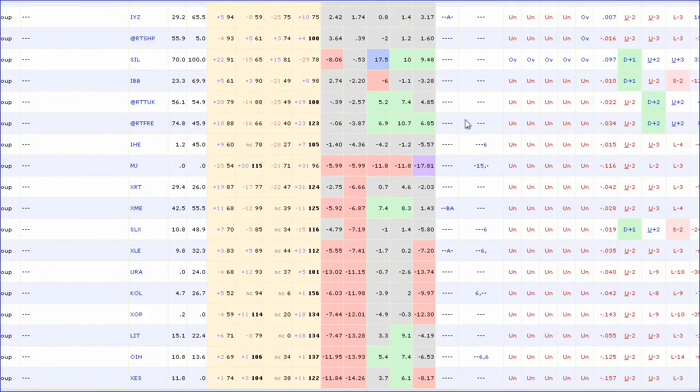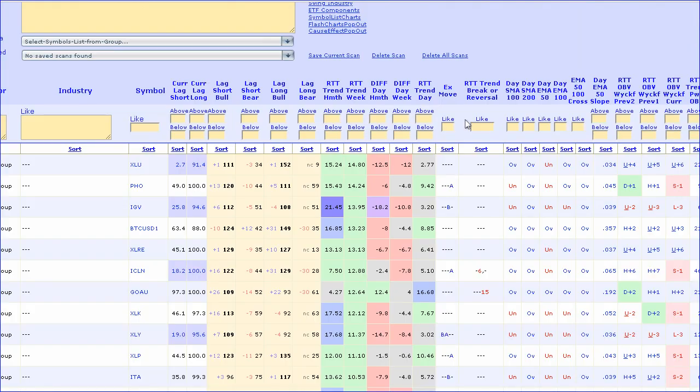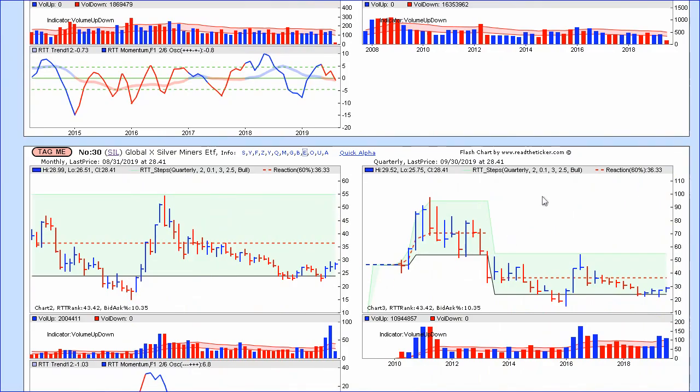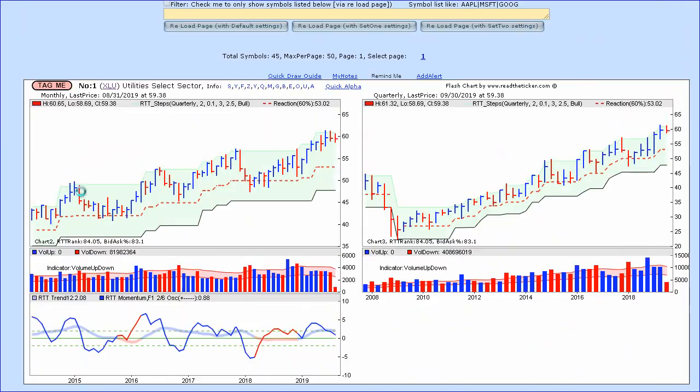I find nice Wyckoff pattern bases, find the hottest ones, and obviously when you're trading for the big moves, you need a big hook, and the big hook is monthly and quarterly data. This is how you use the RTT steps tool and how you catch the big moves.